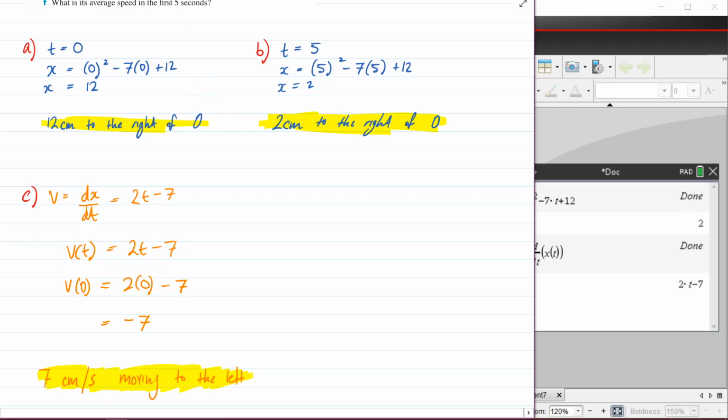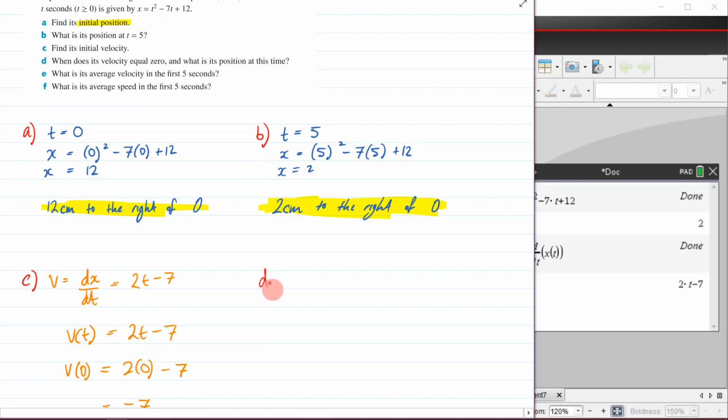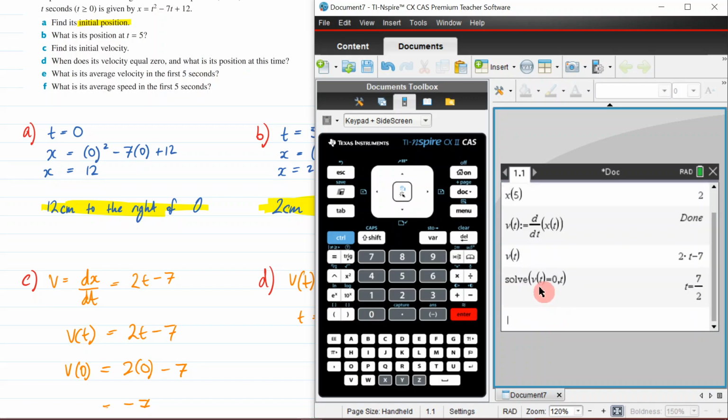Okay, we're going on to the next one, which is D. When does its velocity equal 0 and what's the position at this time? Okay, all right. This isn't fun. So what we're going to do is go v of t equal to 0 and solve that for t. When does this velocity equal 0, and what's the position that this occurs? So let's solve v of t equal to 0 for my t values. It's going to be that.